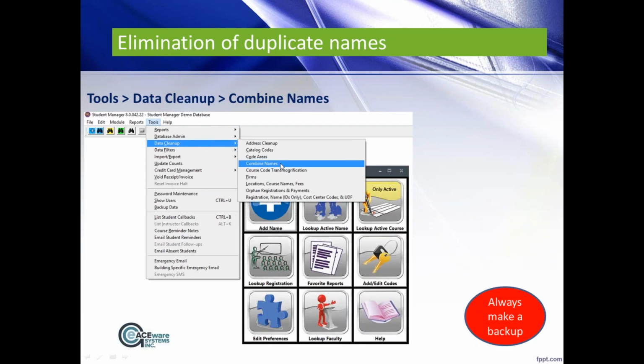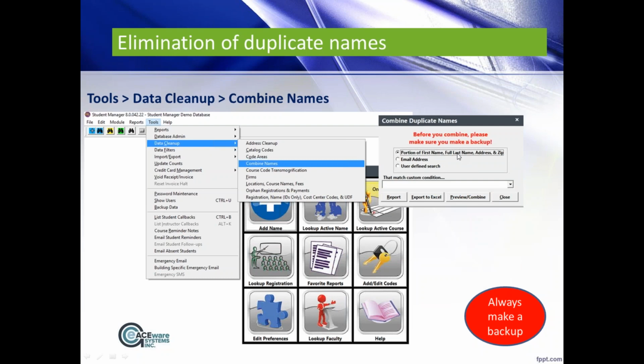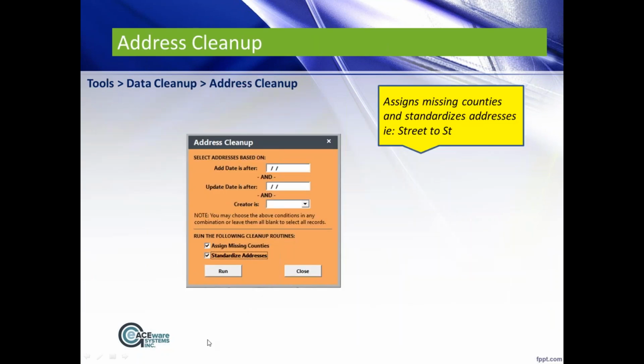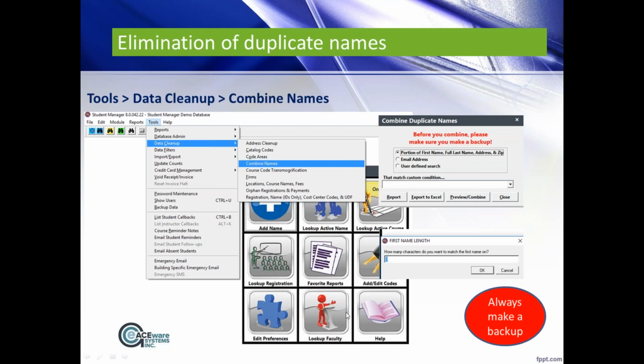Matthew has built and done a good job with a new integrated combined names tool that lets you do it in a mass mode. And again, you'll see the notice, make a backup. So from data cleanup, combined names, you'll get a little tool. How do you want to do it? Portion of the last first name, full last name, full address, and zip, using email only, using user-defined search. So if you use the standard, it'll ask you how many letters of the first name do you want to match on, and it'll then generate a report for you.